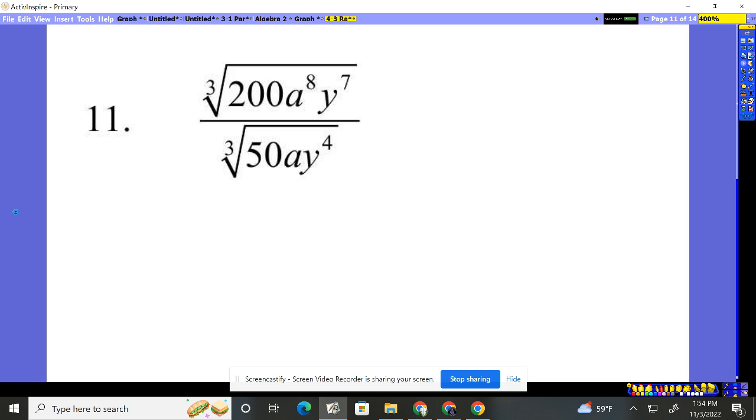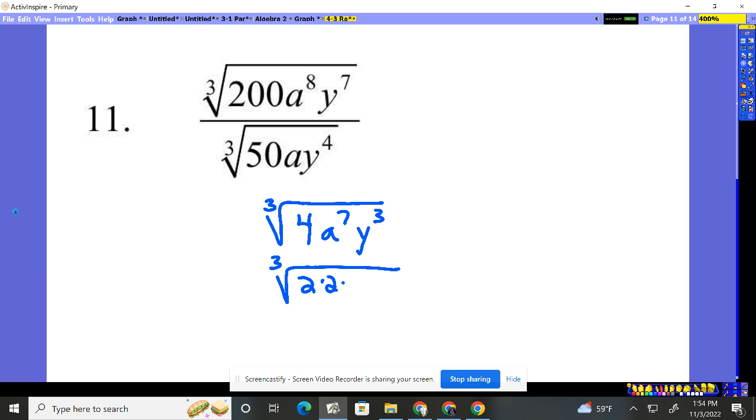Number 11, division. As long as the index is the same, we can divide them. So let's see what we're going to get. We're just going to divide. 200 divided by 50 is 4. A to the 8th over an A, you'd be left with A to the 7th up top. Y to the 7th over Y to the 4th, you're left with Y to the 3rd. So number-wise, 4 is just a 2 and a 2, and you need 3 to come out, so that's not going to do any good. As I said, not going to do any good.